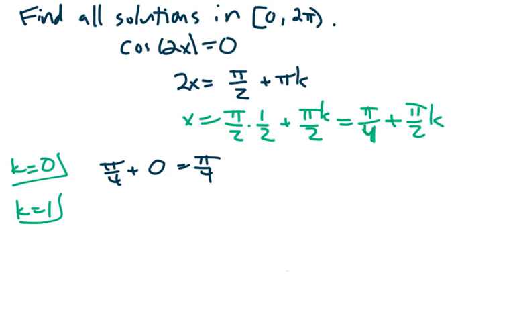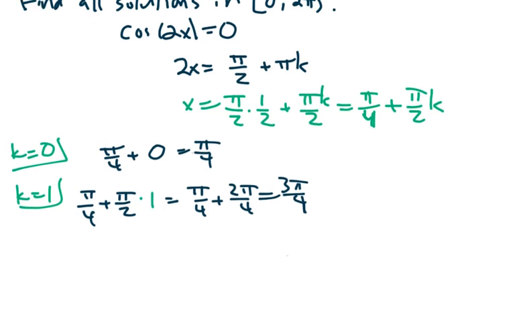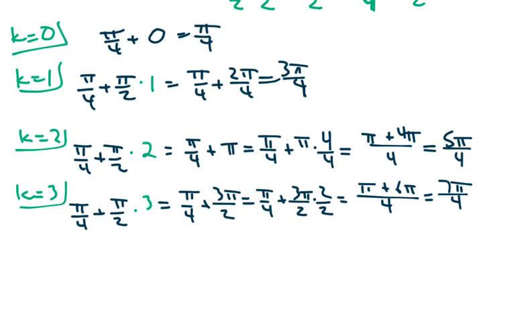So that one's finished. When I plug in k equals 1, this is going to be pi over 4 plus pi over 2 times 1. Pi over 2 plus pi over 4, get a common denominator, pi over 4 plus 2 pi over 4. That's a total of 3 pi over 4. That looks familiar, right? And you go ahead and do that 2 more times, and we'll get the same 4 solutions we got the other way.